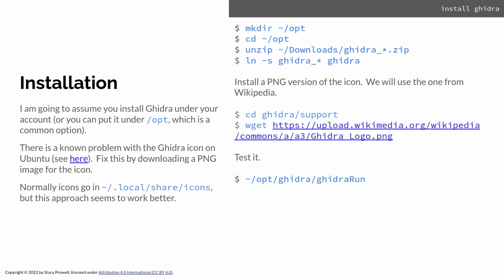You will probably want the logo. The version we have here has a broken logo. The slide tells you how to fix that, and it also shows you how to run it. There's a script that starts it. You'll find that in opt/ghidra. If you've created the symlink, ghidraRun. You can just run that script and it will go.